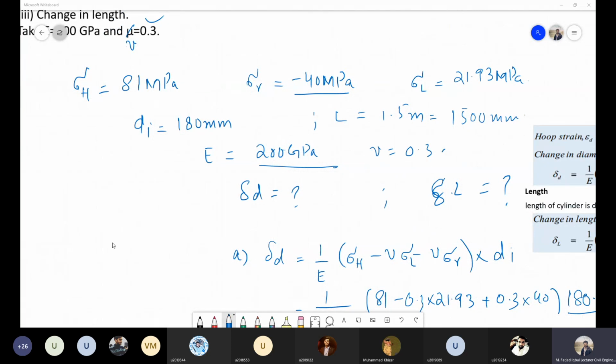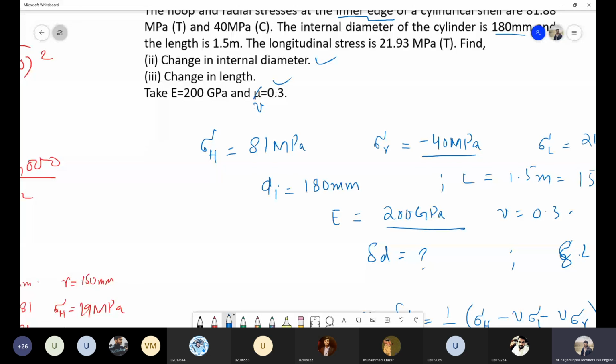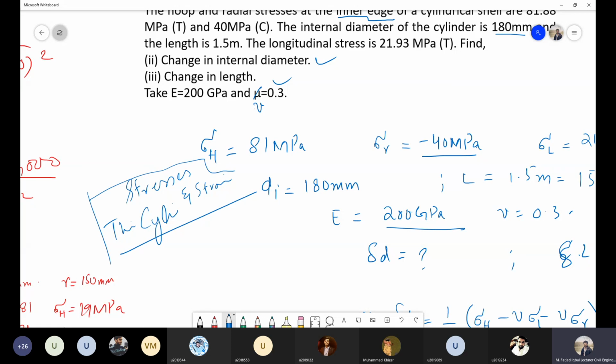So today I am going to conclude my lecture at this point, and this is all about the cylinders. We have studied the stresses and strains both in the cases of thin cylinders and thick cylinders. I have uploaded the assignment, so try to solve that. And in the next class, we will start with a new topic, which is columns, and after that, we will be left with the last topic, that is curved beams.